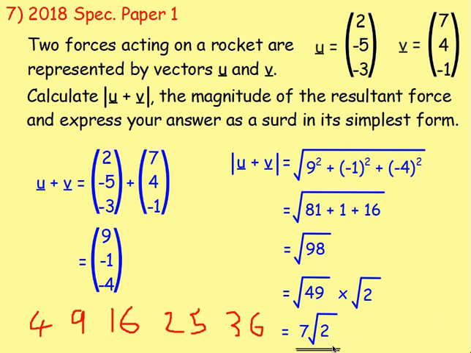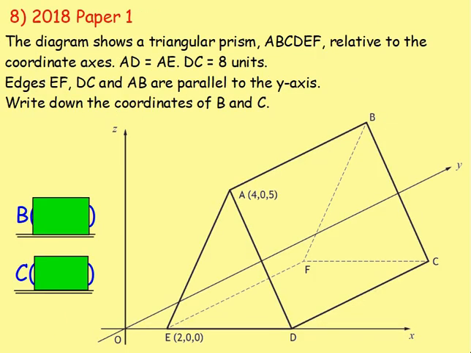And that would be your answer. It's how you simplify your surds. Question 8. This is from the 2018 paper. Paper 1, so it's non-calculator.